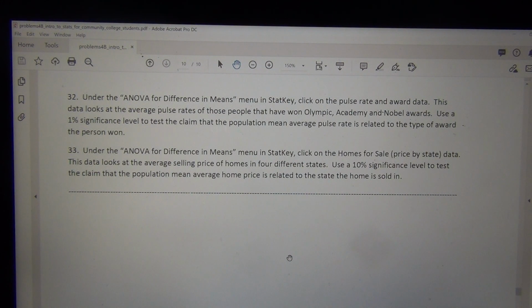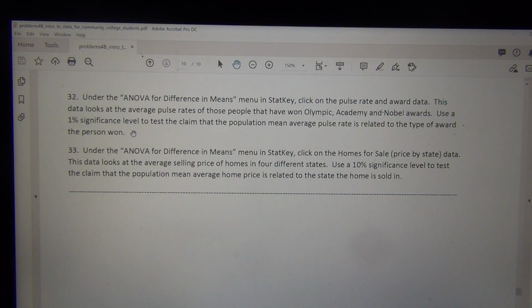So we're doing an ANOVA simulation with StatKey today. Let's look at the problem here. Under the ANOVA for difference in means menu in StatKey, click on the pulse rate and award data. This data looks at the average pulse rates of those people that have won Olympic, Academy and Nobel Awards. Use a 1% significance level to test the claim the population mean average pulse rate is related to the type of award that is won.